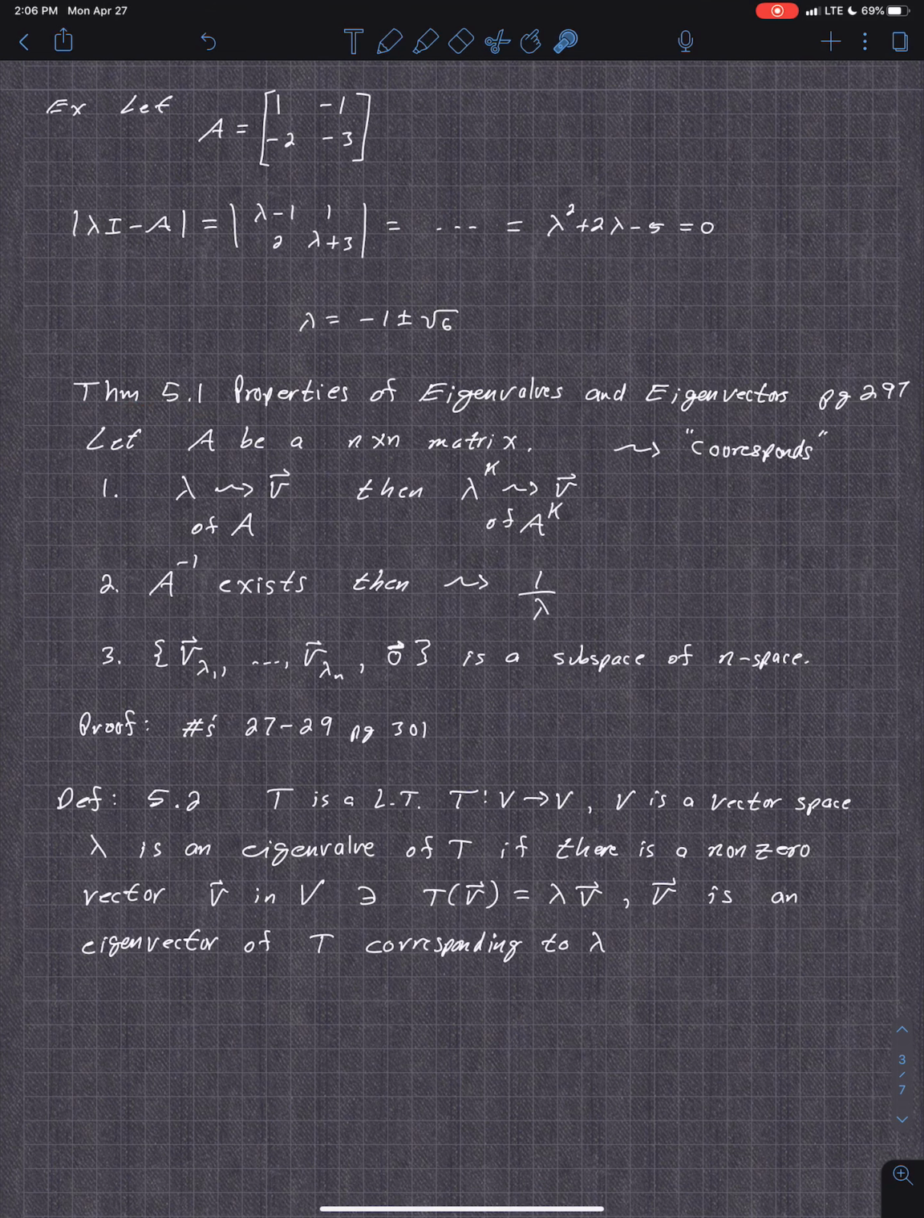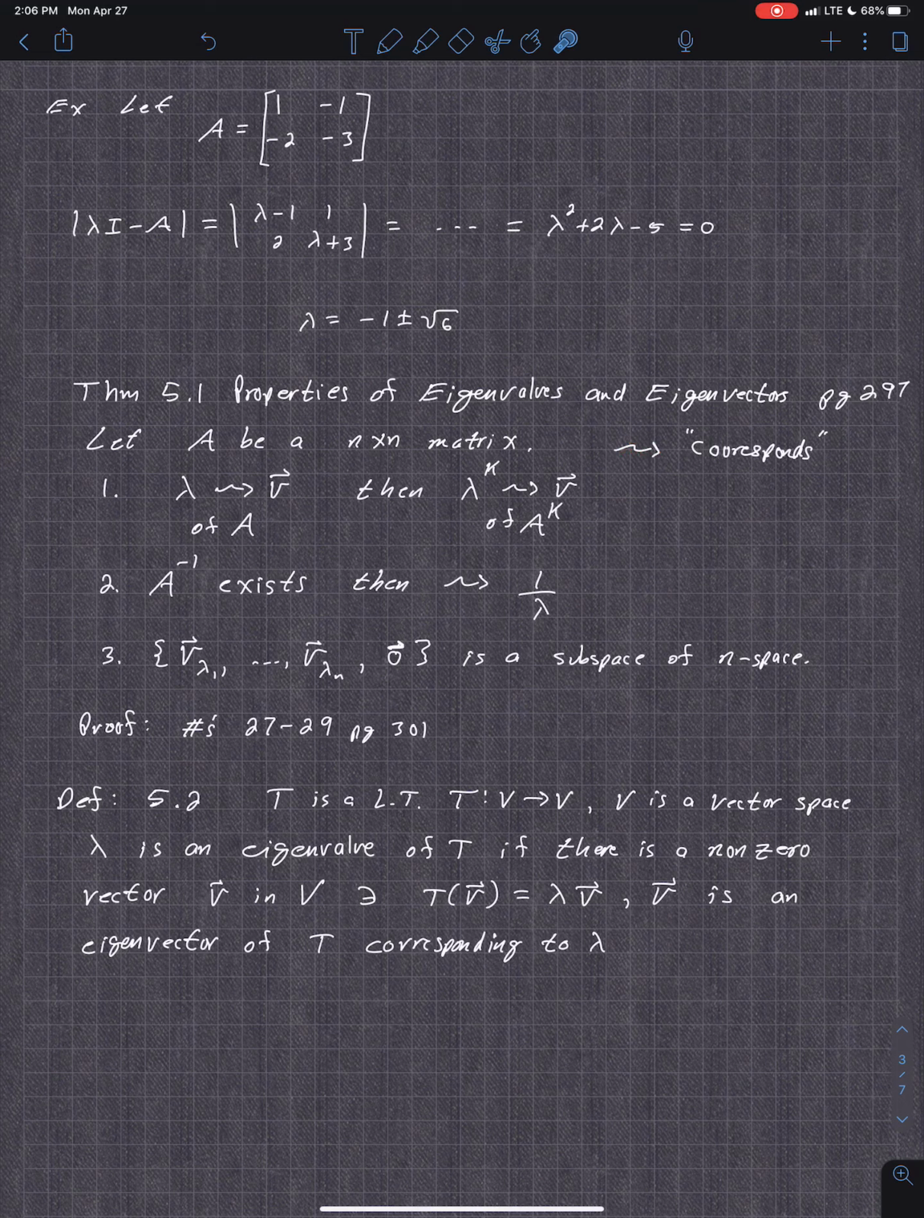This theorem is new. And when you calculate this, you get irrational eigenvalues. So that's a possibility. So something can be irrational. Most of the time we won't work with irrationals, but just an FYI. Okay, theorem 5.1 are properties of eigenvalues and eigenvectors. You can go through that more detailed explanation on page 297.